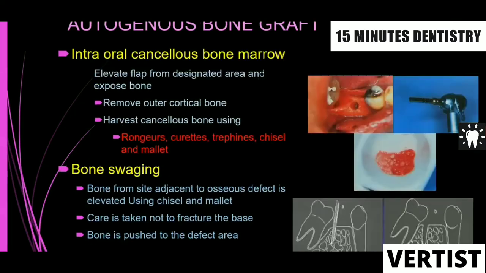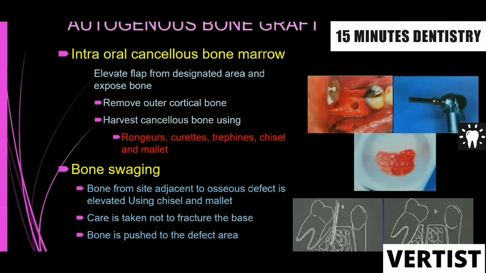Intraoral cancellous bone marrow you can obtain when you reflect the flap, you can see that bone is there. You can remove the cortical bone and harvest the cancellous bone by using rongeurs, curettes or trephines, and then you can again pack it into the defect.